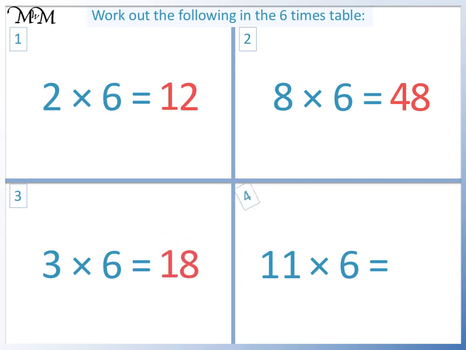Question 4. When we multiply by 11, we repeat the digit 6. 11 times 6 equals 66.